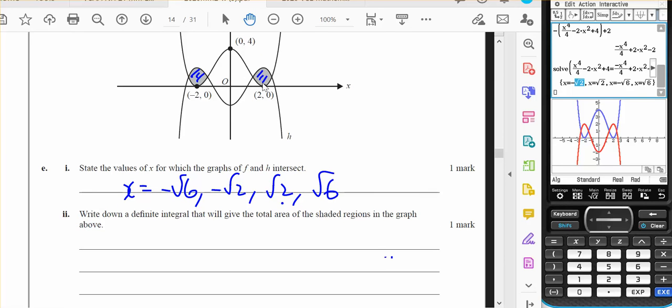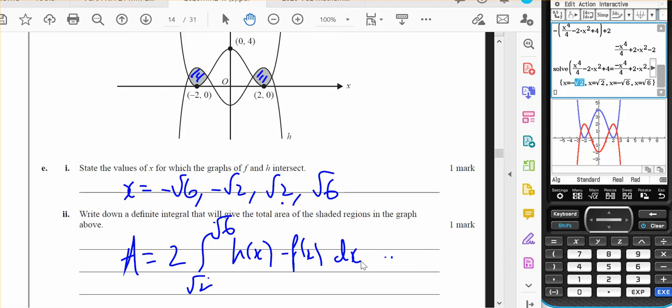Write down a definite integral that will represent the area. So the area equals 2 lots of the integral from root 2 to root 6, top curve is h of x minus f of x dx. That's going to give me my 1 mark. I could have done negative root 6 to negative root 2.